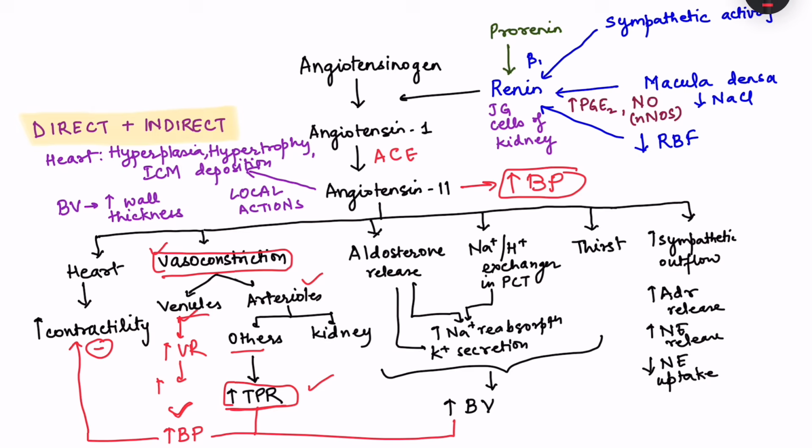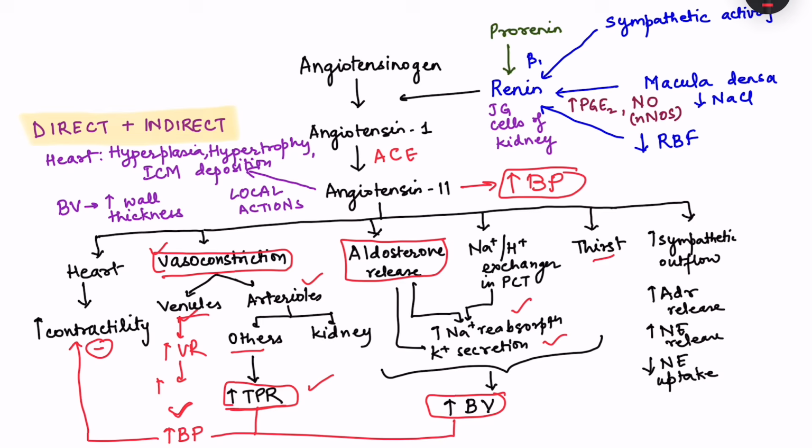Then angiotensin 2 also causes thirst mechanism. There is perception of more thirst, so that the person drinks more water, and there is increase in the aldosterone release. Main function of aldosterone, it acts on the nephrons, it causes the reabsorption of the sodium ions and causes the secretion of the potassium ions. So when there is increase in sodium reabsorption, there is increase in the blood volume, right?